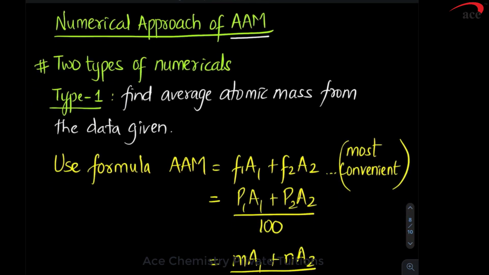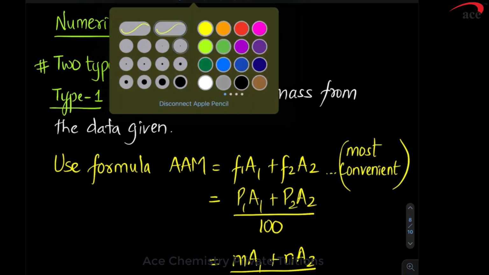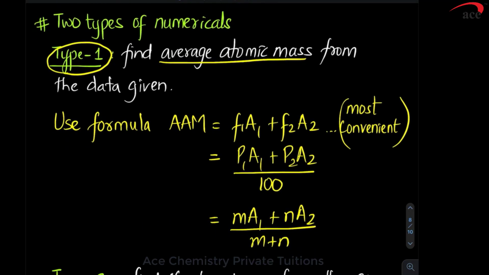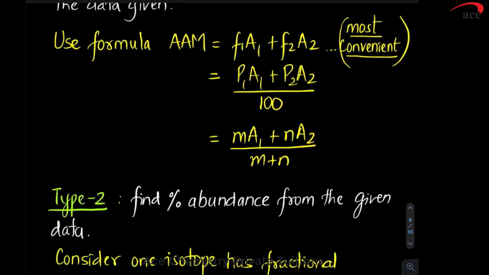Numerical approach of average atomic mass. One type of numerical is where they may ask us to calculate average atomic mass. Then we have the formula F1 A1 plus F2 A2 divided by 1. You know 1 doesn't matter. Or P1 A1 plus P2 A2 upon 100. The most convenient of these is this formula because there is no division factor. This is one type of numerical.